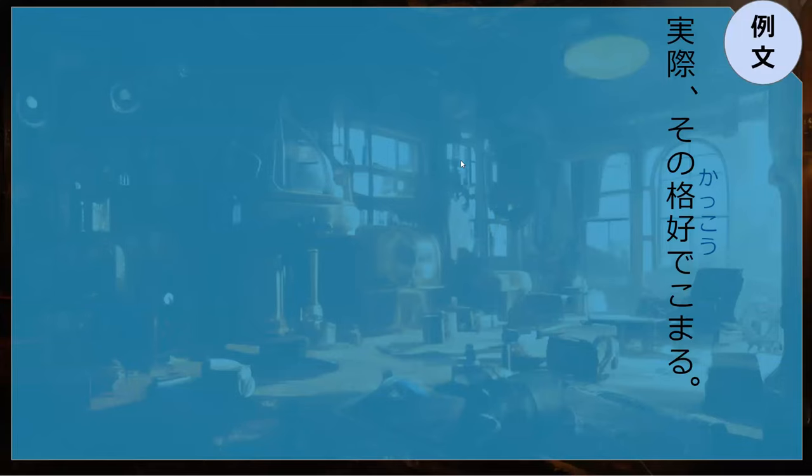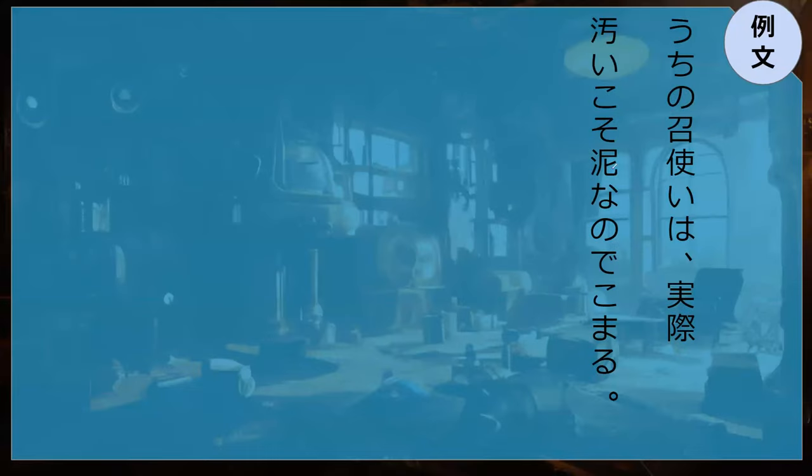Jitsai sono kakko de komaru. In fact, that outfit troubles me. Or, I'm troubled by that outfit. Right.